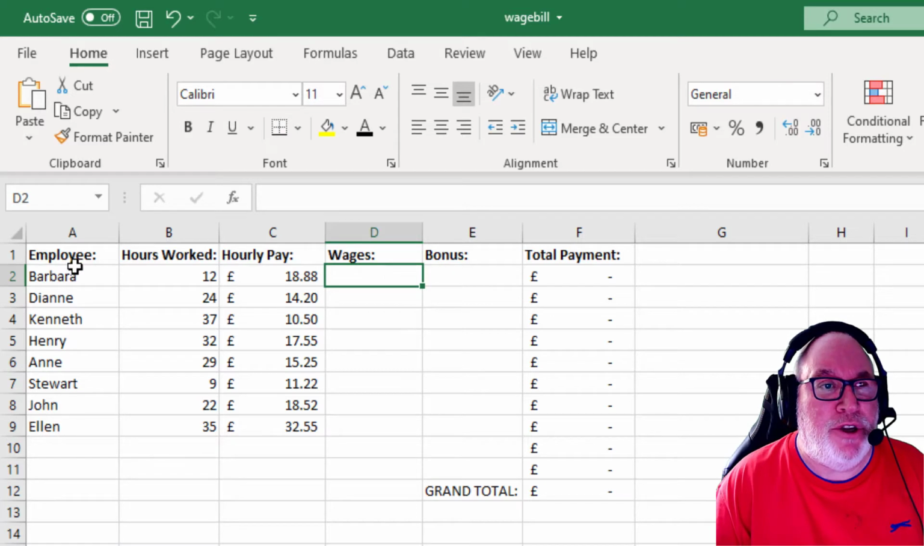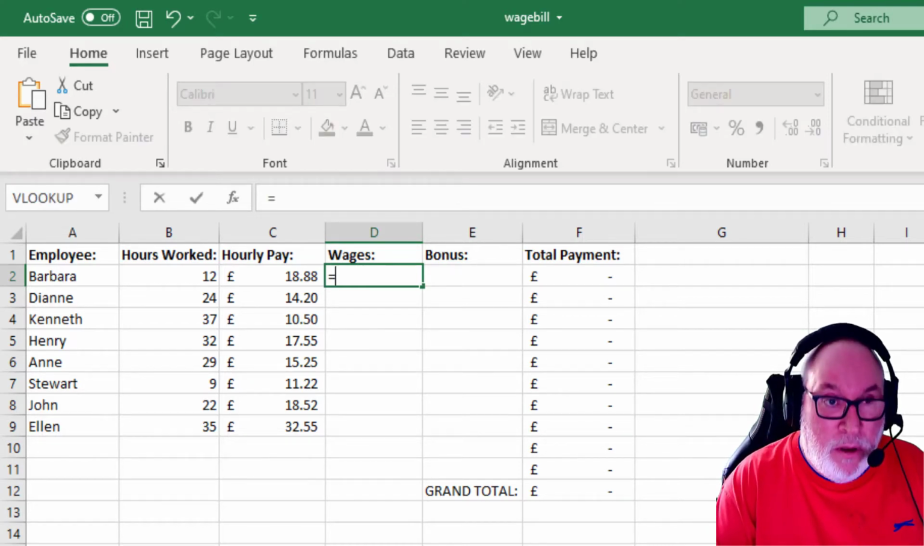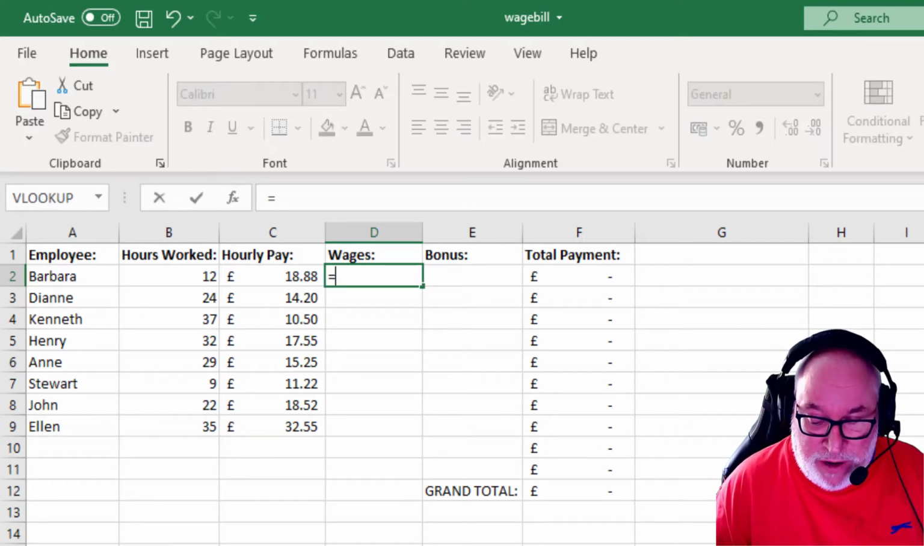So what we've got is a spreadsheet where the employee has worked a certain amount of hours in a week and has got an hourly pay. So we're going to multiply the hours worked by the hourly pay. So very simple and basic, it's a very basic calculation.